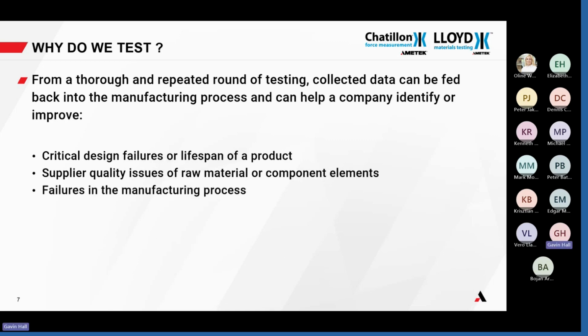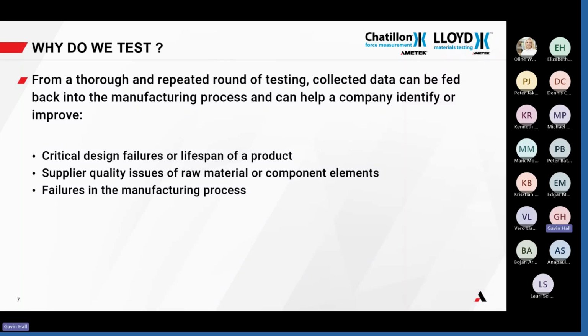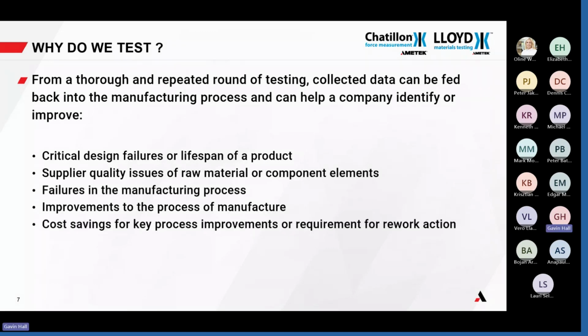Any failures in that manufacturing process itself, so parts can be taken from a line or parts can be taken at certain functions during the production process. And then that information could be fed back in to improve that process of manufacture. Obviously, cost savings are key.